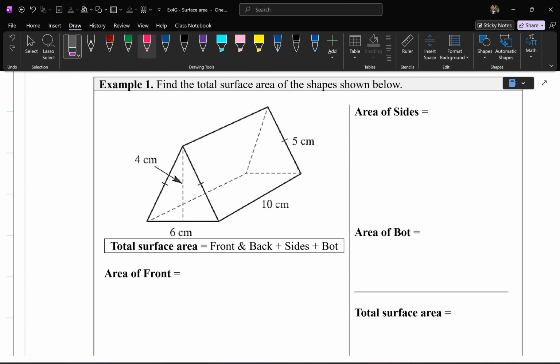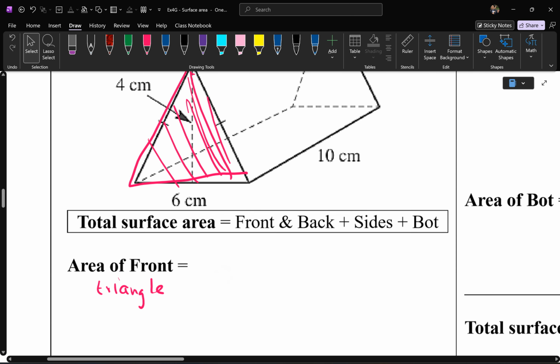But each shape is slightly different. The front face. So area of the front. What kind of shape do I have at the front there? Can I please have Nick? What kind of shape is this? Triangle. So when I say area of front, you're really trying to figure out the area of a triangle. Let's revise. What's the area of a triangle again? Let's go with Willem. What's the formula for area of a triangle?